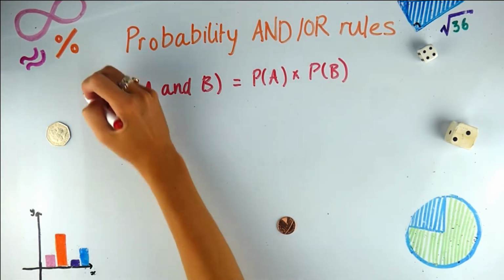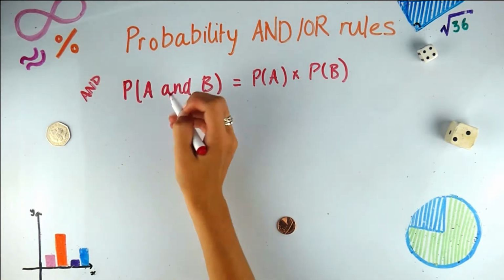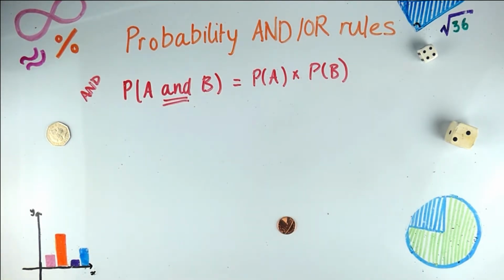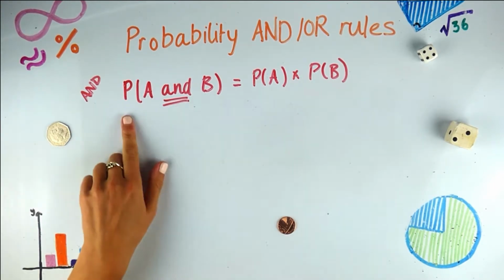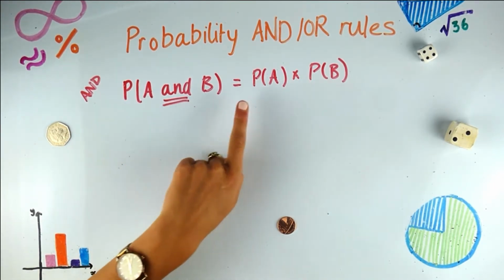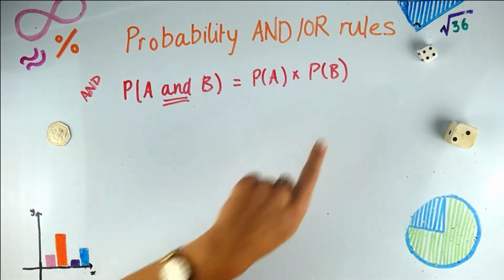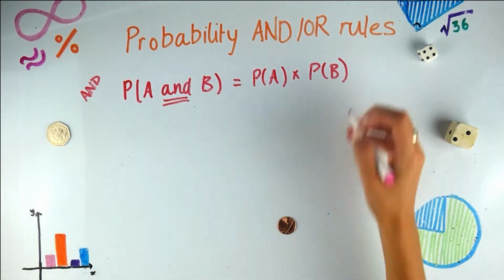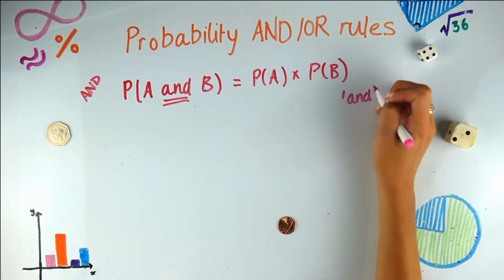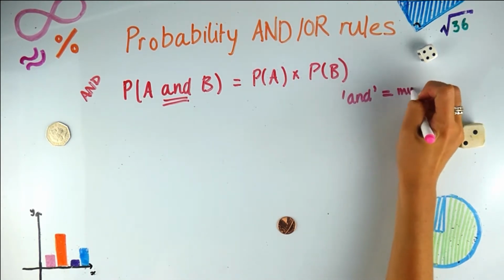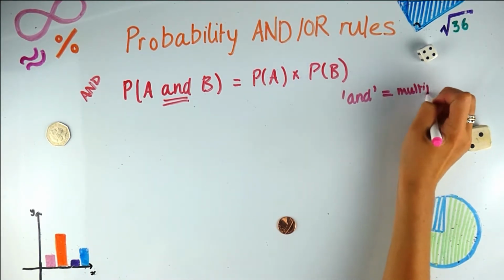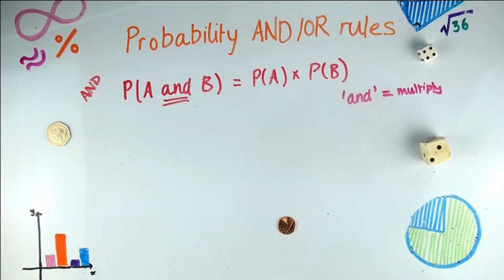Okay, so this is the and rule. It's the probability of event A and B happening. The probability of event A happening and B happening is the probability of A multiplied by the probability of B. So in stats, the English word and means multiply. So don't hear and, hear multiply, basically, from now on. So the probability of A and B.